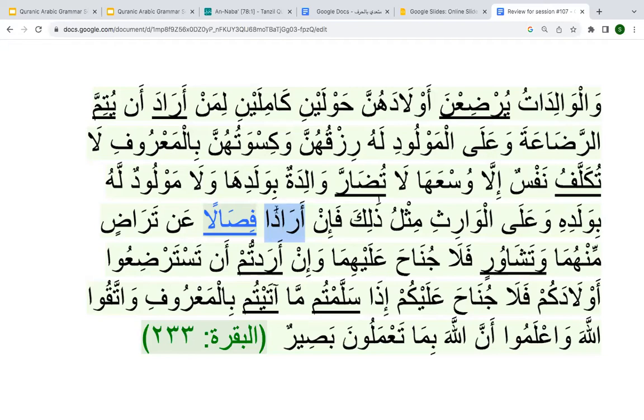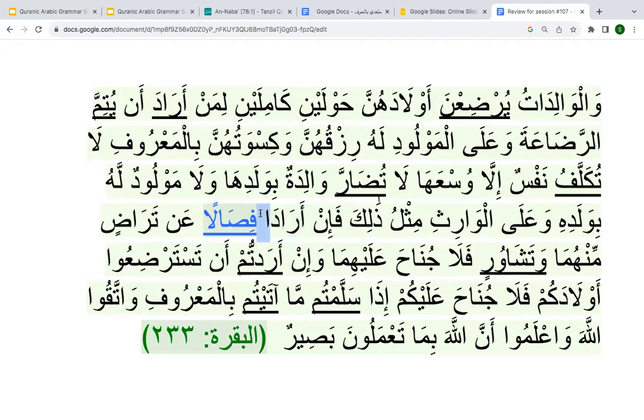This alif is coming from the root letter. Ra, Wau, Dal were the root letters. Wau got changed into an alif. Right? Arada. Family number 4.